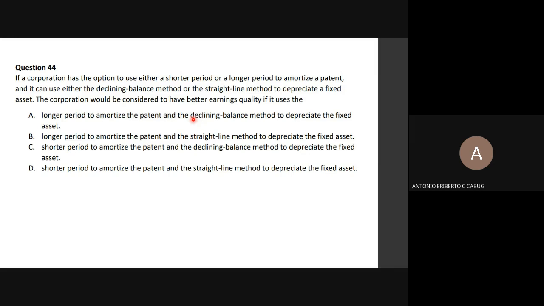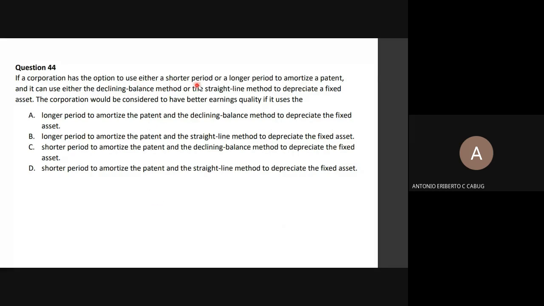Game? All answers in now. Everyone please answer. Which of these has the better quality of earnings? Enter now. Everyone please. Okay.